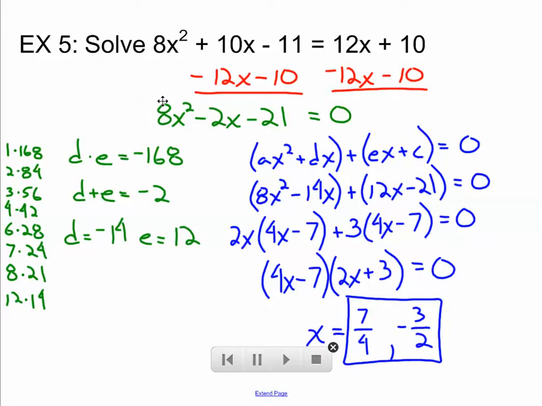Again, I'm going to be quite honest with you. I'd probably put it in standard form just like we did and then use the quadratic formula. You'll get the same answers.